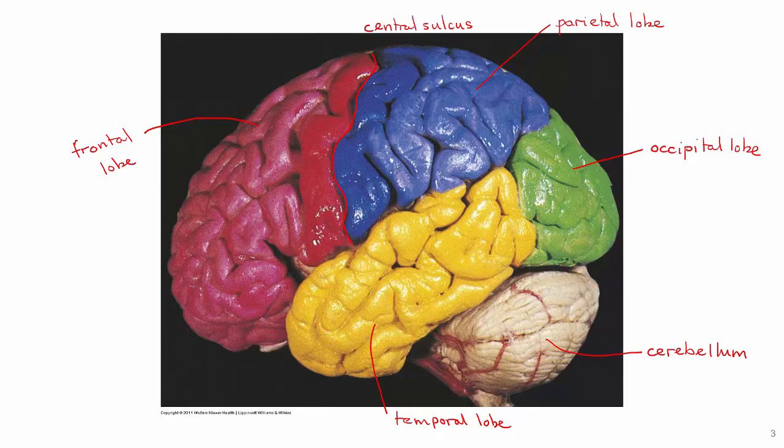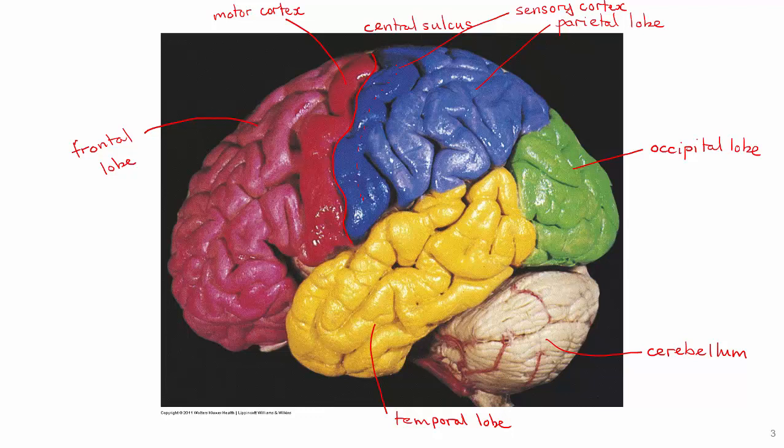Two other features that I want to highlight over here: this little gyrus that is just anterior to the central sulcus is called the motor cortex, and this little gyrus over here in dark blue, so to speak, is the sensory cortex.